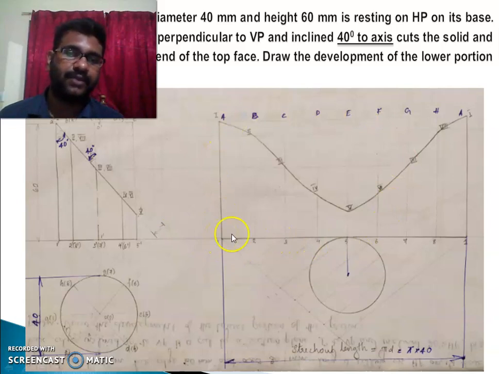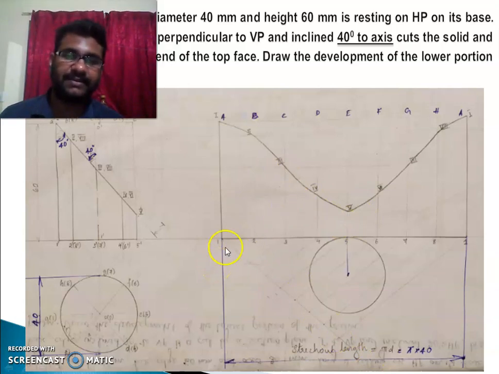Then after that you divide this rectangle into the same number of equal divisions as in the circle. That is, if you divide the circle into 8 equal divisions, also divide this rectangle into 8 equal divisions. For that we can use a construction method for dividing the rectangle into equal divisions, because if a decimal place comes when we calculate the straight line equal to pi d, we can use the construction method.